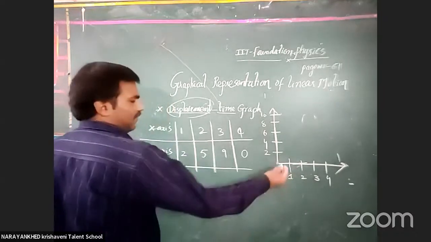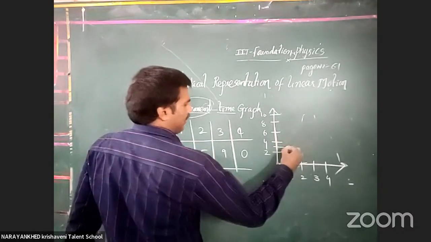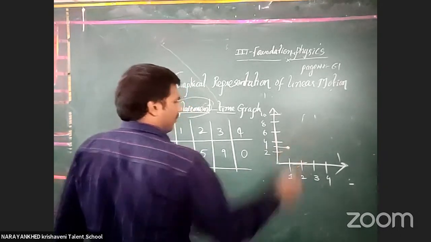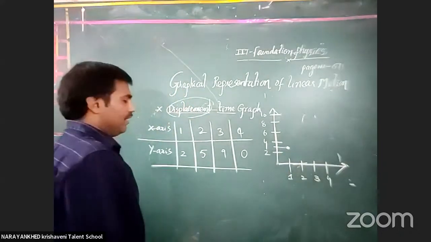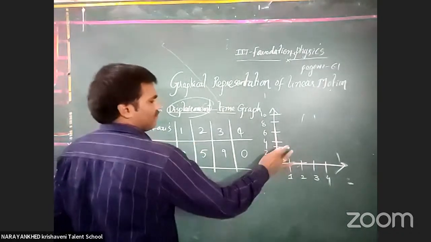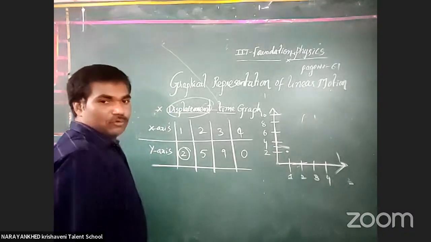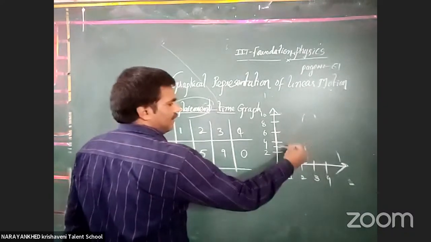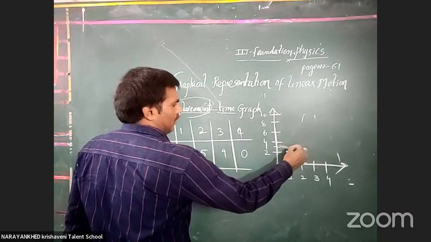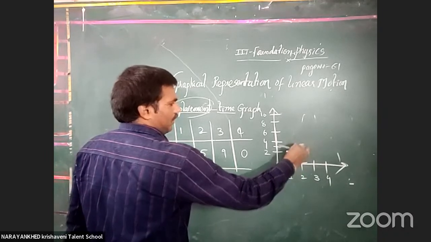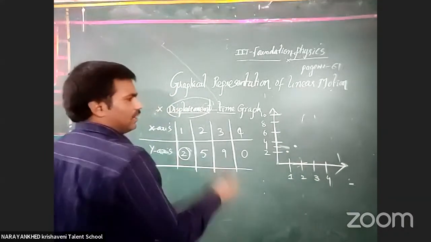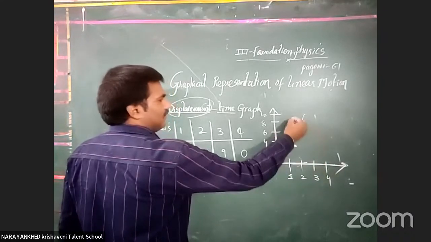Here, at 1 second, suppose it is 5. Okay, clear or not, all the students? Next, what is it? At 1 second, it is the water value, I have taken a 2 meter distance. And when it is 2, what am I taking here? It is maybe. Okay, clear or not, all? And as well as it is 9 at 3 seconds, maybe here.